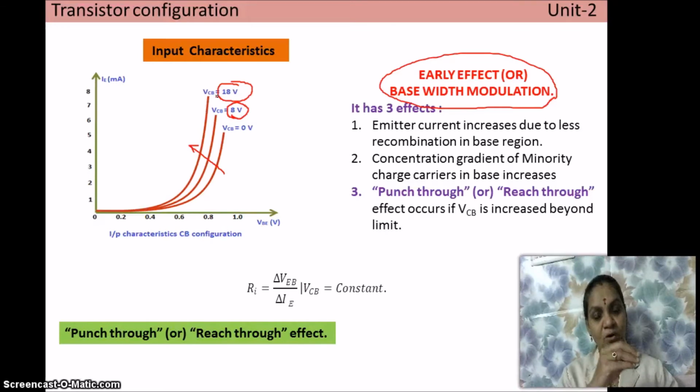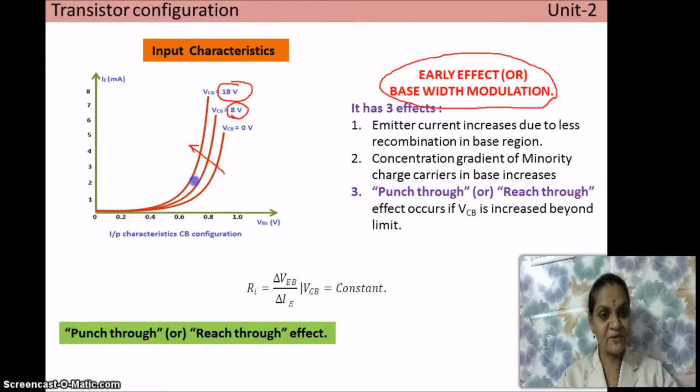So out of 100% of electrons emitted from the emitter region, only a very small number recombine with the charge carriers in the base, and as a result it increases the emitter current. More recombination means more electrons get lost in the base region, whereas here less recombination means only a few electrons are wasted, and almost all the electrons emitted from the emitter region enter the collector. So this increases the emitter current. That's why the curve is shifting in the upward direction.